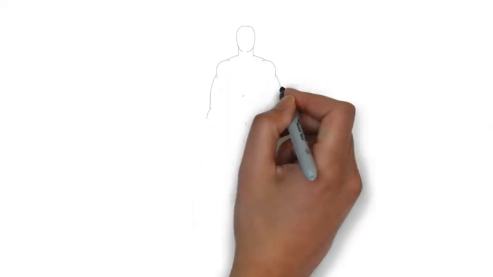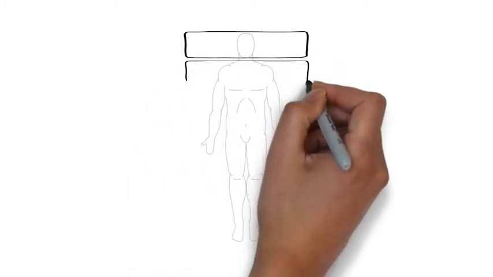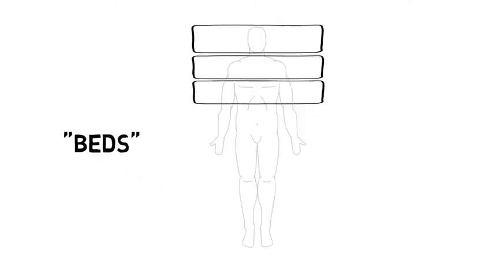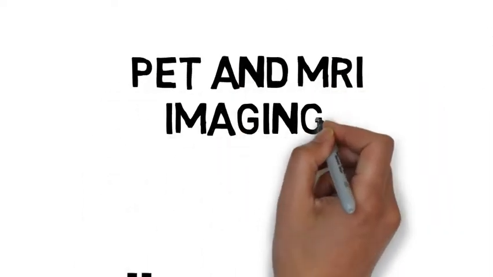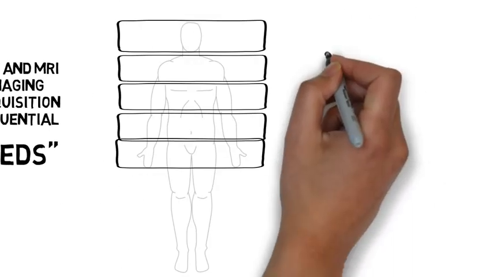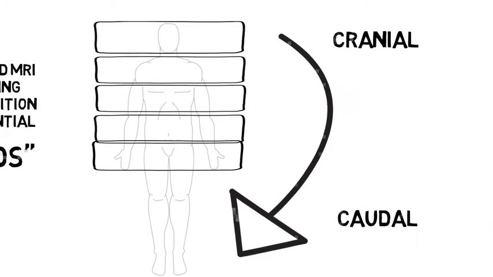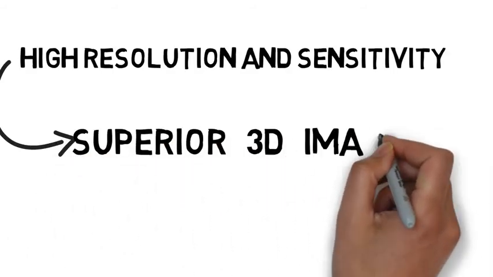During the procedure, the region of the body to be scanned is divided into smaller portions called beds. Depending on the patient's body length, in a full body, head to thigh, usually 5 to 7 beds are acquired. Both MRI and PET acquisition is done in sequential blocks of PET positions, from cranial to caudal. The high resolution and sensitivity of PET-MRI captures minute details and produces superior three-dimensional images.